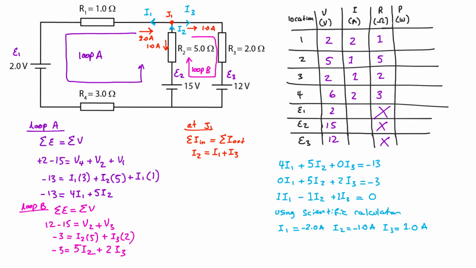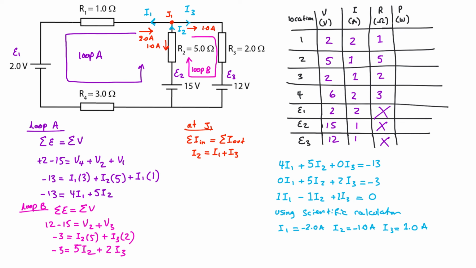In terms of the current that's going across the batteries, this is the same as I1, so that's going to be 2. Current going across this is the same as the current going across this wire, it's all the same, so I2 is going to equal 1, and I3 is going to equal 1 as well, because the current across all of this wire is going to be the same.